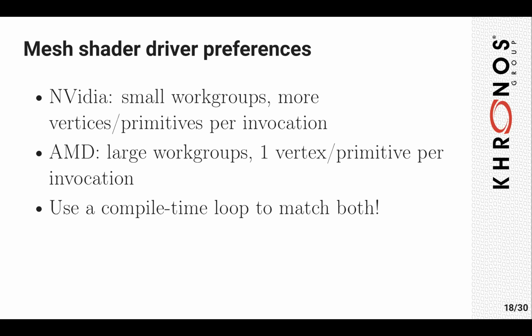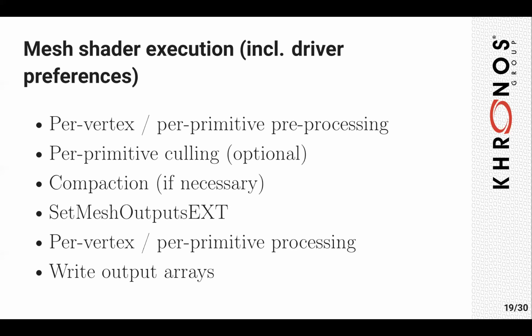So basically, you would write a loop which would depend on compile time constants, and you would change the constants based on the driver preferences. And this means that the shader compiler would be able to constant fold them and unroll the loop. So it's not actually a loop that ends up in the final shader. But if you do this, you can write a single source code and you can have that perform well on both of these vendors, even though they have very different preferences.